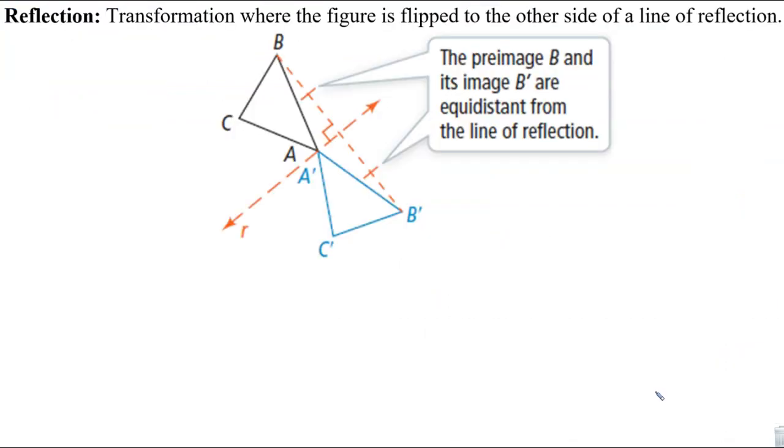Next type of transformation we're going to talk about is called a reflection. I'm going to say a reflection is a transformation where the figure is flipped to the other side of a line of reflection. So if I have my original triangle ABC and then a line of reflection R, what's going to happen is I'm going to take ABC and reflect it over R, where any points that started on the line of reflection stay where they're at. And all the other points are going to move an equal distance to the other side of the line of reflection at a right angle. Okay, so we can think about making mirror images of figures here across our lines of reflection.